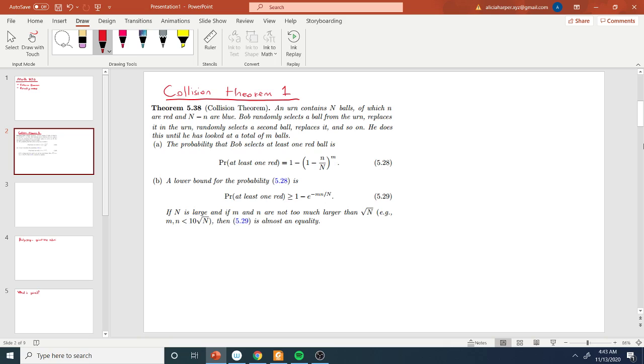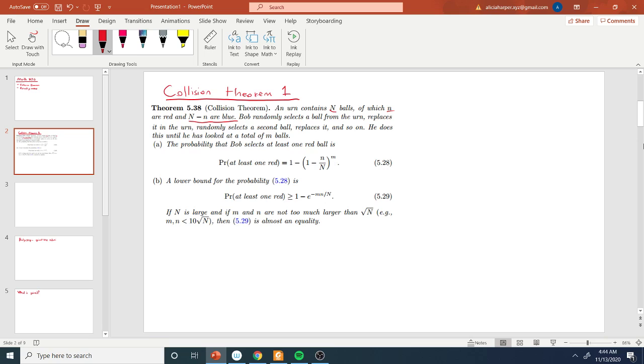Basically, we have an urn of big N balls, of which little n are red and big N minus little n are blue. Now, Bob randomly selects a ball from the urn and replaces it in the urn, randomly selects a second ball, replaces it, and so on. He does this until he has looked at a total of m balls. Now, the first statement here is that the probability that Bob selects at least one red ball is this quantity: 1 minus (1 minus little n over big N) to the m.